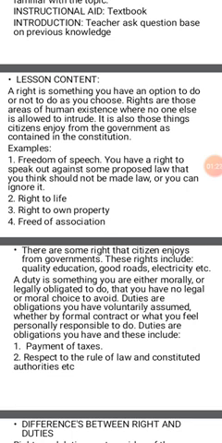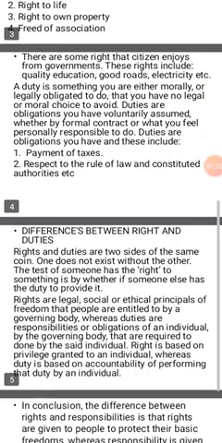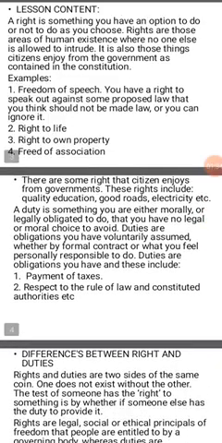Examples: you have freedom of speech. As a citizen, you have a right to speak against some proposed law that you think should not be made law, or you can even choose to ignore it. You can choose to speak against or speak for some kind of proposed law that you think is not right and should not be made law in any country.